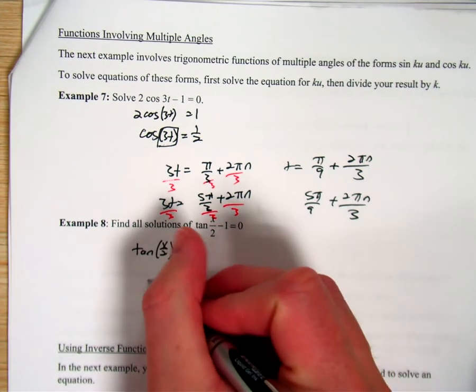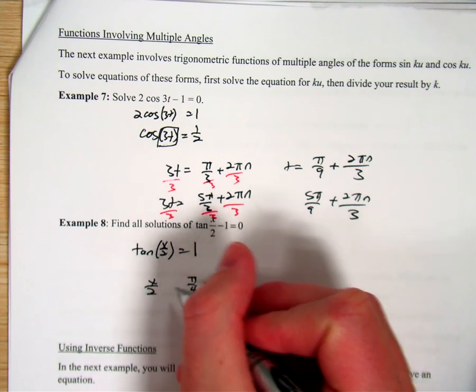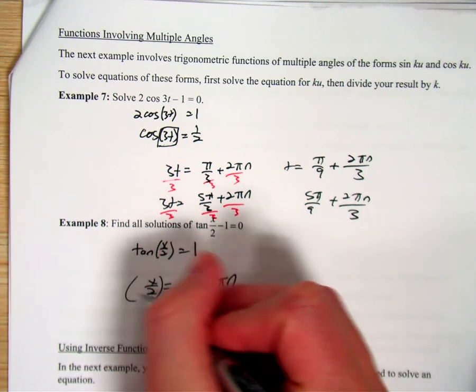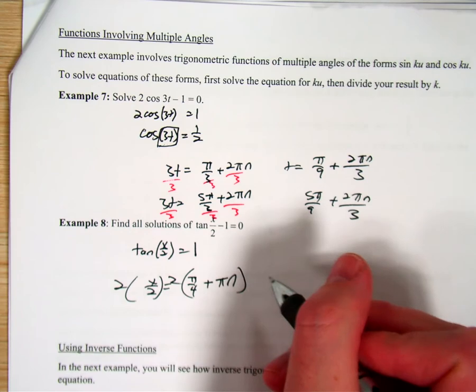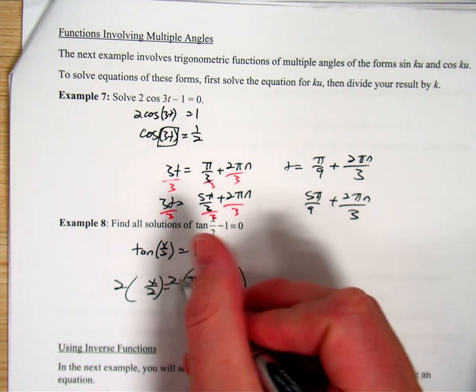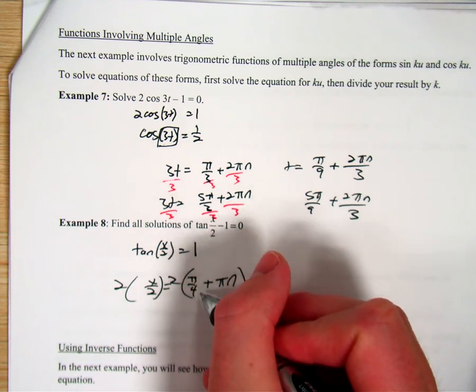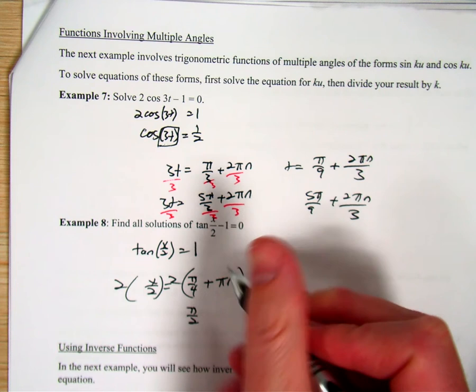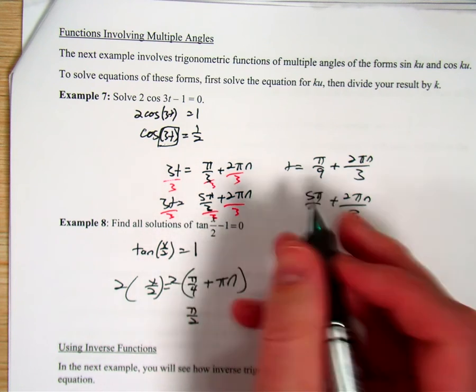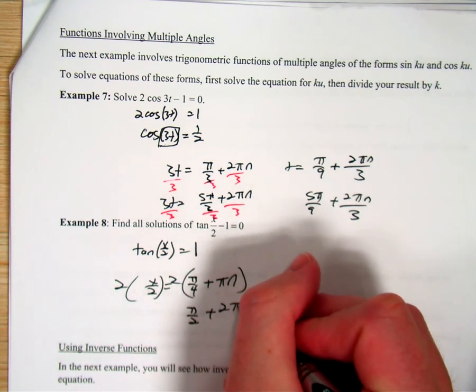Now this was x over 2, so we have to actually multiply everything by 2 here. So now we're going to have pi over 4 times 2, that'd be 2 pi over 4, that's going to be pi over 2, and 2 times pi n, plus 2 pi n.